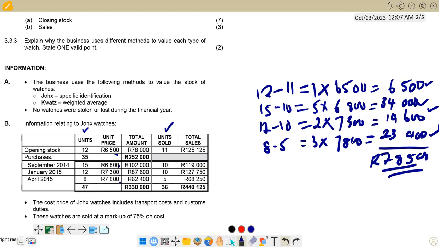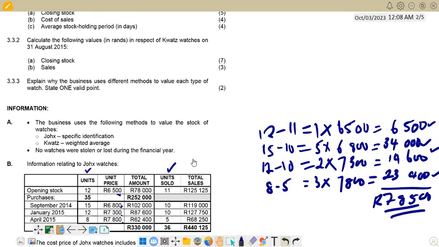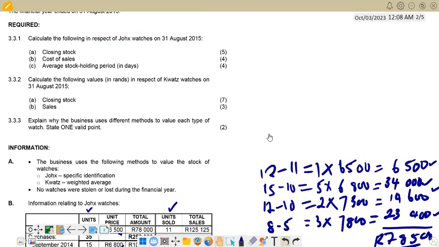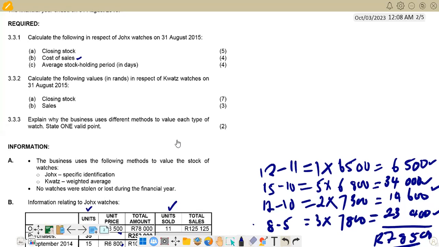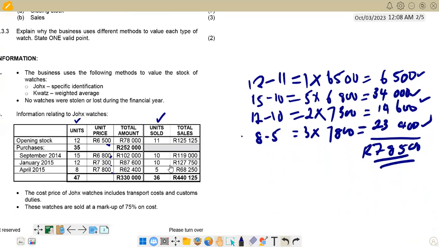Then the second part, let's see what it is asking. If you look at the second part there, it requires us to calculate the cost of sales. For cost of sales, we are going to use the formula that we use in the trading account to find the figure for cost of sales, because already we have closing stock.